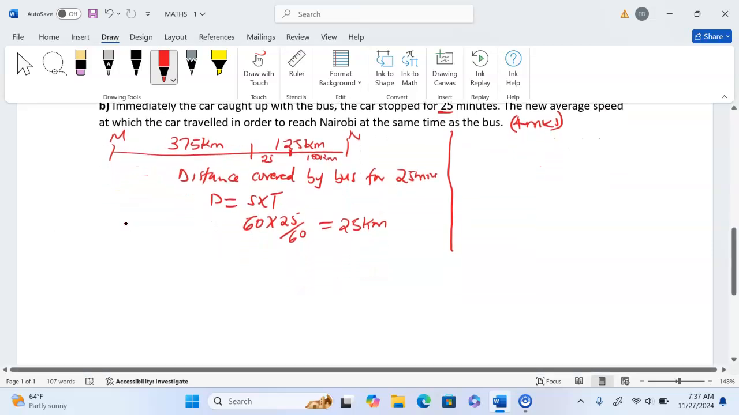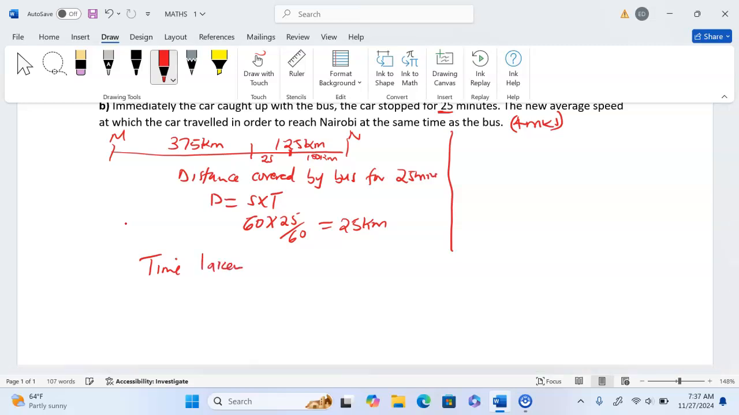From here now, we can calculate the time taken by the bus to reach Nairobi. The time taken will be given by distance over speed, and the distance to be covered by the bus is 100 divided by the speed, which is 60. When you simplify this, it comes down to 5 out of 3 hours.